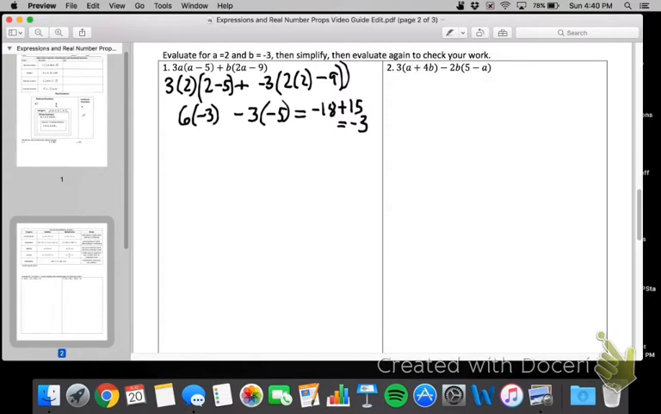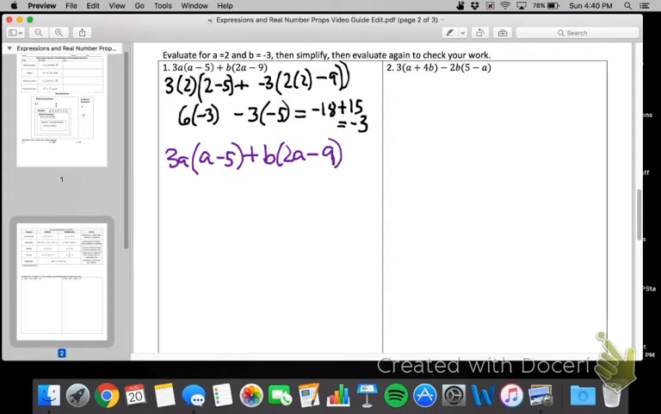So now we're going to take a step back and we're going to simplify the expression. The point of evaluating it first was we're going to use this to check our work. So now let's write out the original expression again. So it was 3a times a minus 5 plus b times 2a minus 9.